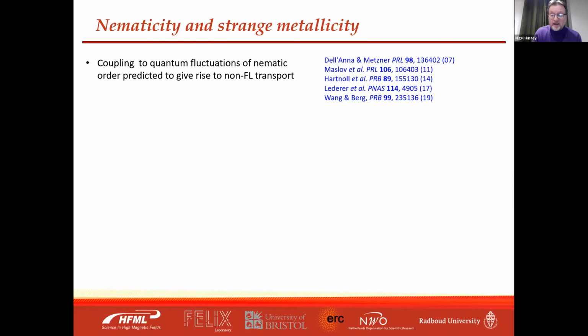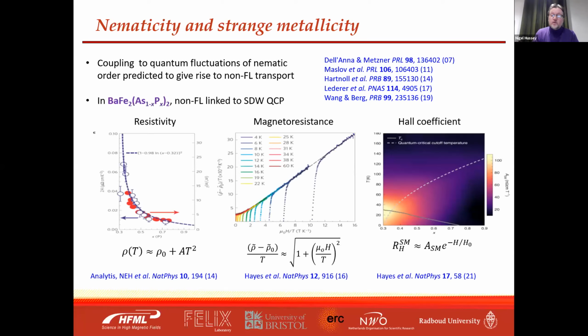I'll just give a few examples here. But often, what we'd like, of course, is to find a material where we can tune across the nematic quantum critical point and look for signatures of strange metallicity in that material. Unfortunately, in most cases where nematic order is observed, it's also strongly coupled to a second order parameter. One of probably the most beautiful examples of a quantum critical metal is the phosphorus-doped barium-122 material. Here, the non-Fermi liquid behavior is most likely linked to the spin density wave QCP, which effectively coincides with the nematic one in this material.